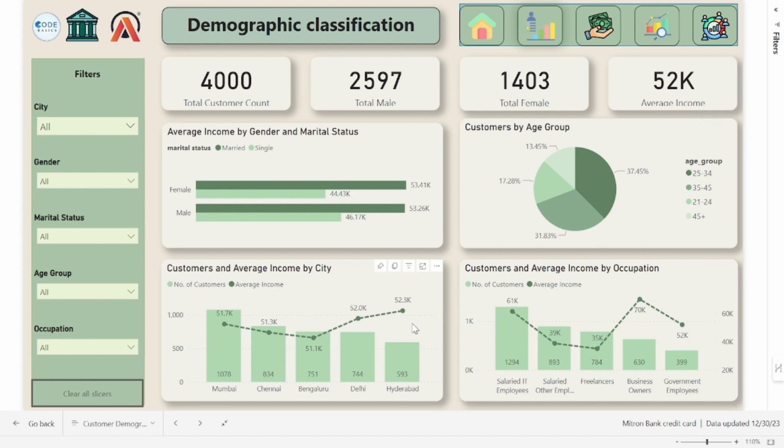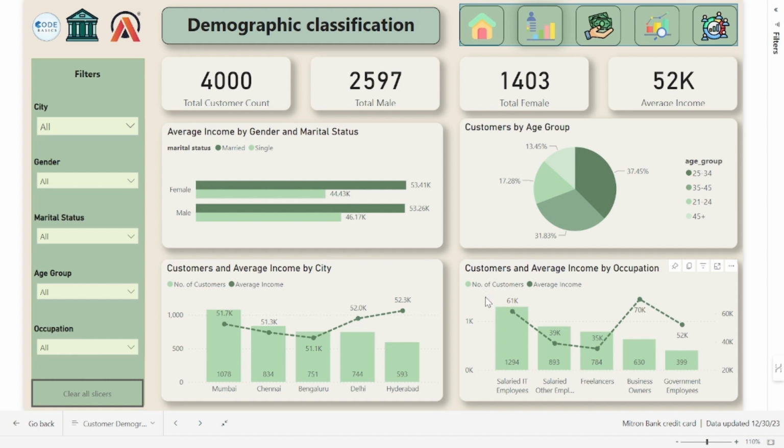If we come to this chart, we can see that Mumbai shines as the city with the highest number of customers, with an average income of 51.7 thousand. Hyderabad leads with the highest average income of about 52.3 thousand, followed closely by Delhi at 52,000. Understanding regional income variations helps us personalize the offering and optimize resource allocation.